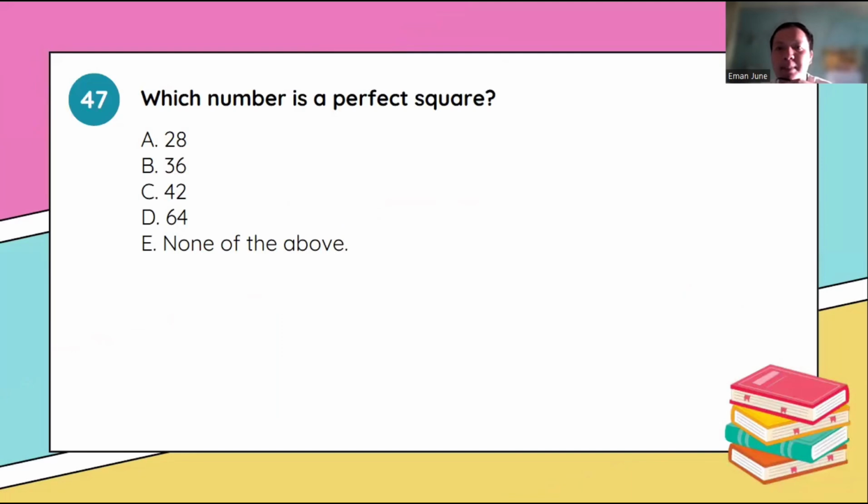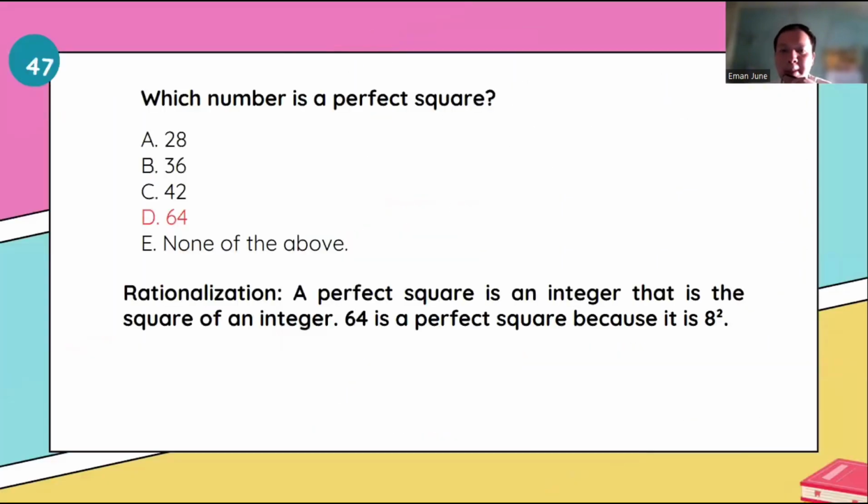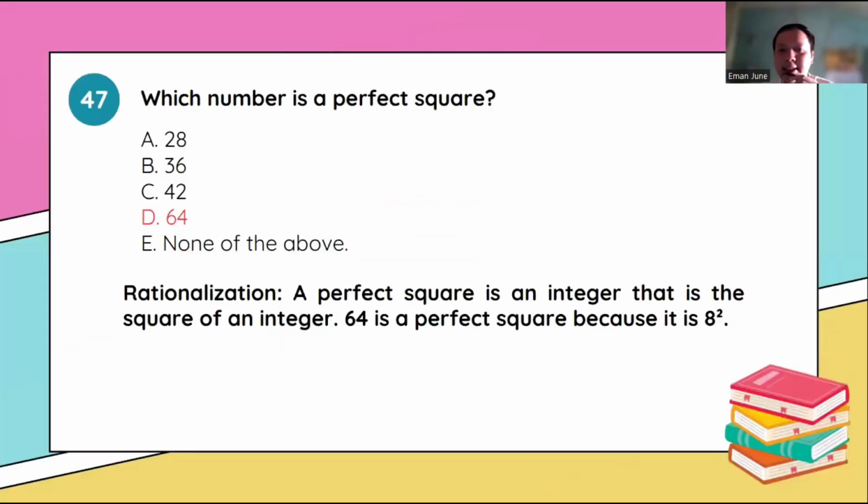Which number is a perfect square? A, 28. B, 36. C, 42. D, 64. Or letter E, none of the above. So the answer for number 47 is letter D, 64. So why is 64 a perfect square?